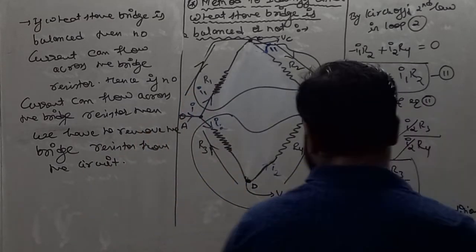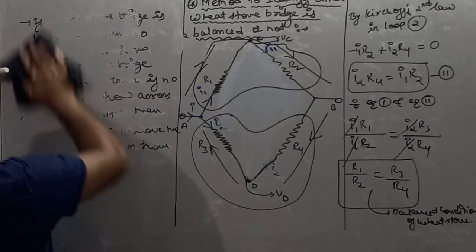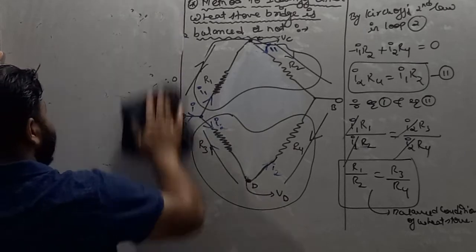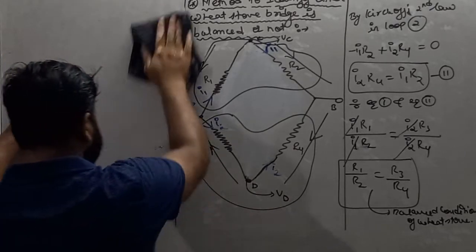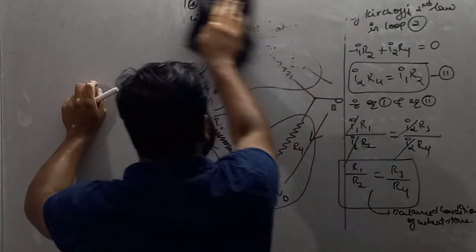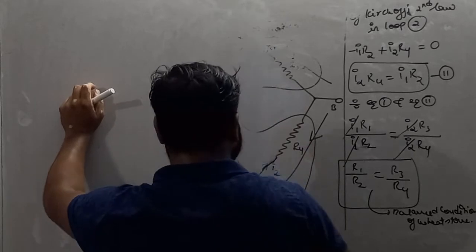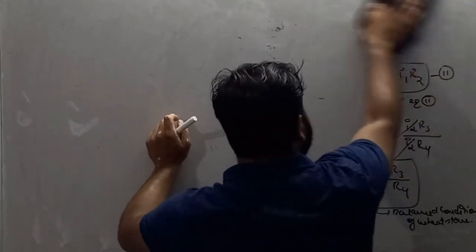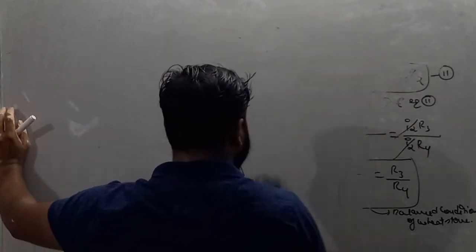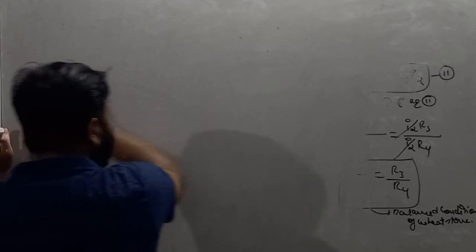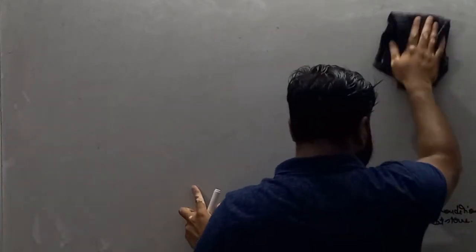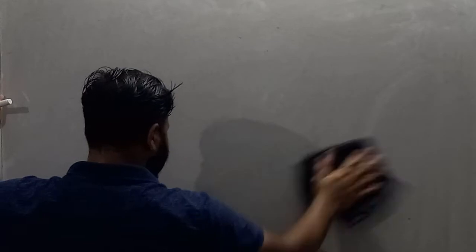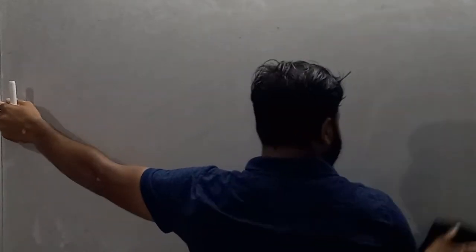Moving forward, let's take one example. So write down: find the net resistance between points A and B.